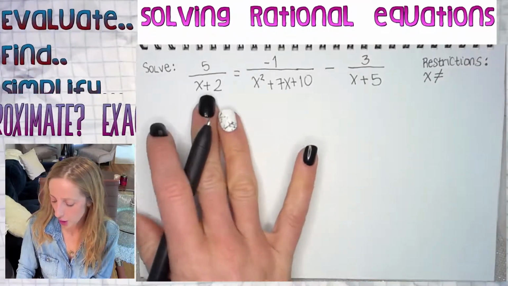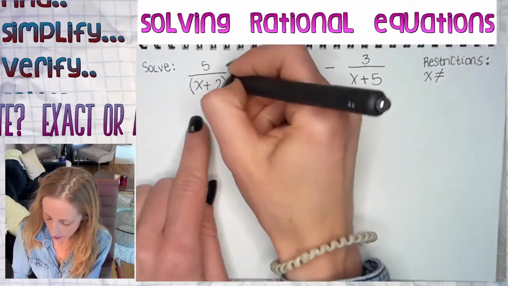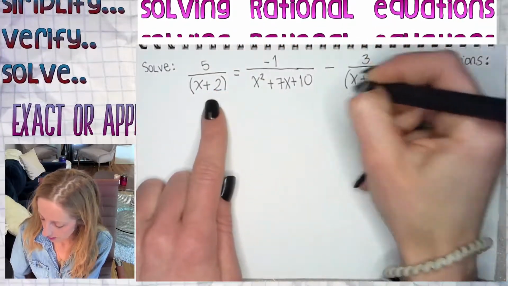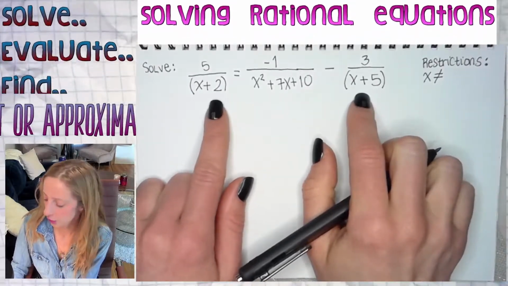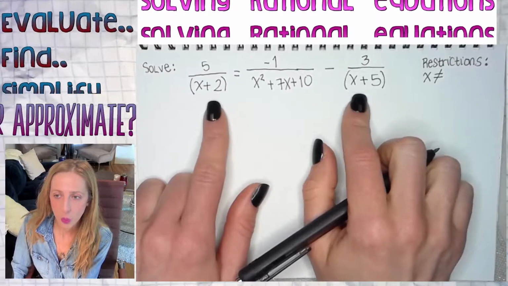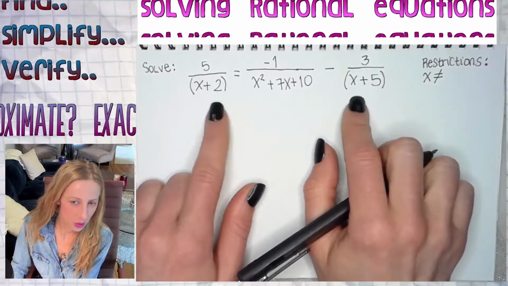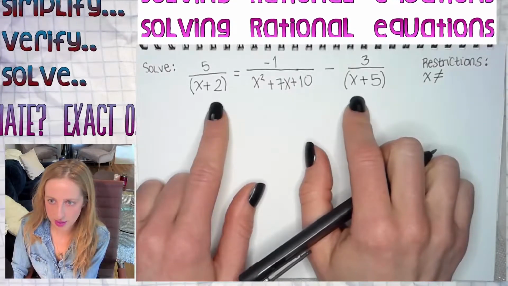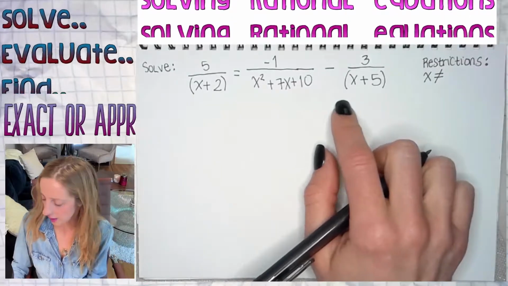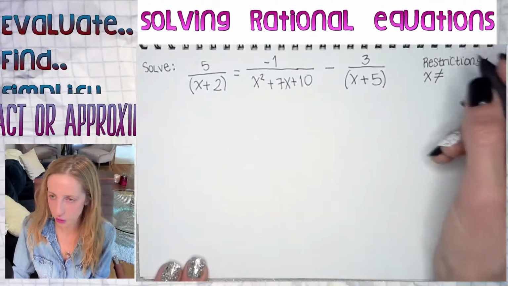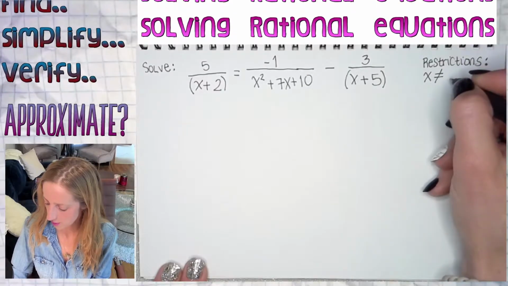So if we look, I do see 2 linear factors already in my problem, x plus 2 and x plus 5. Linear factors are where we like to look for our restrictions first. So what restrictions do we have on x? You can shout out and tell me what x is not allowed to equal. X can't equal?